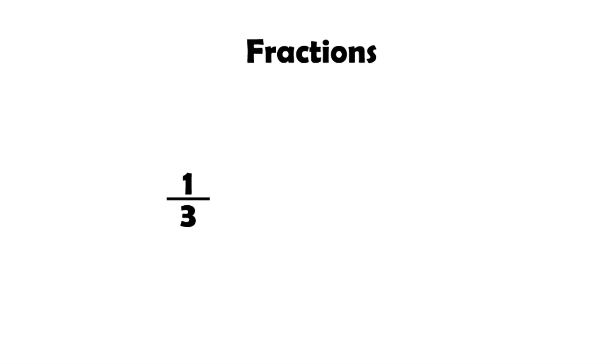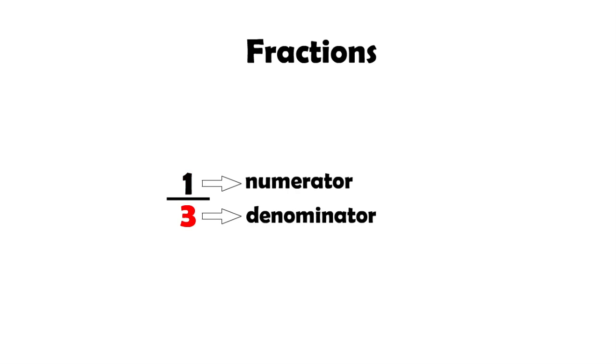You also learned that the number above the fraction bar is called the numerator, which here is the number 1. And the number below the fraction bar is the denominator, which is 3 here. In this lesson, we are going to compare fractions using area models.